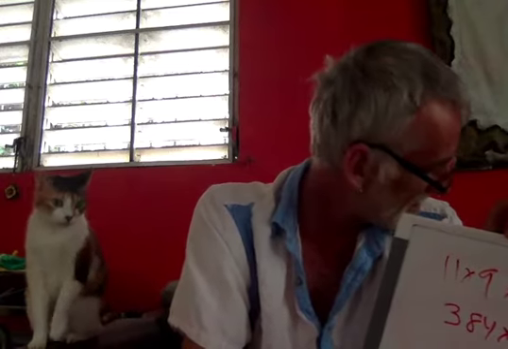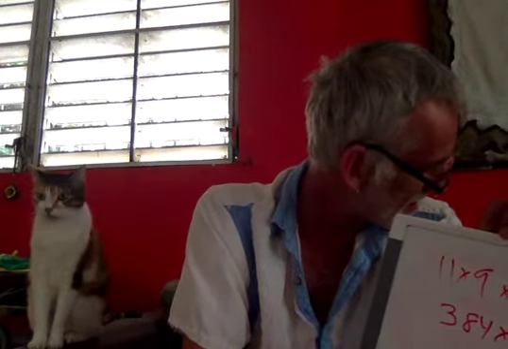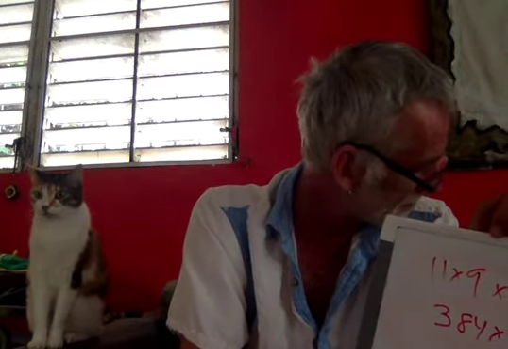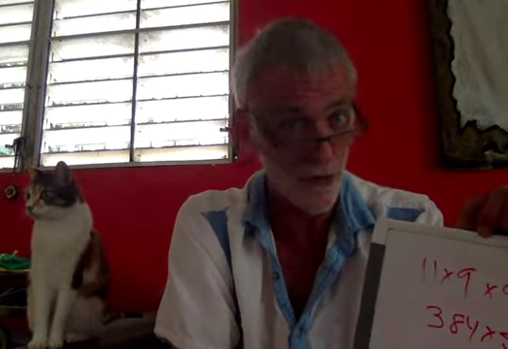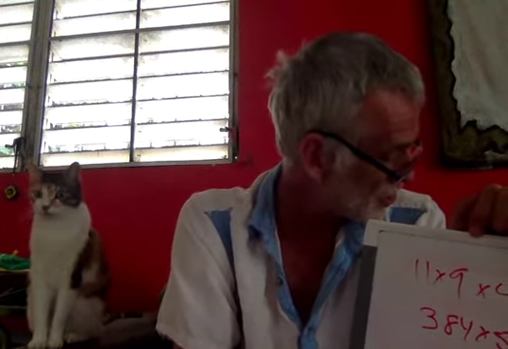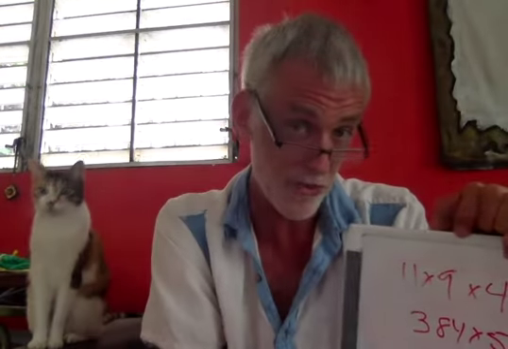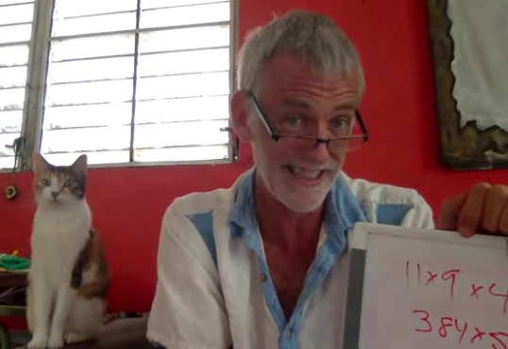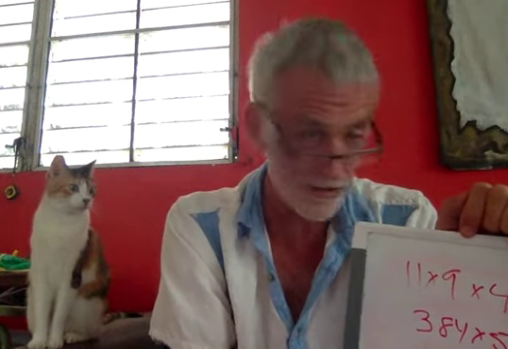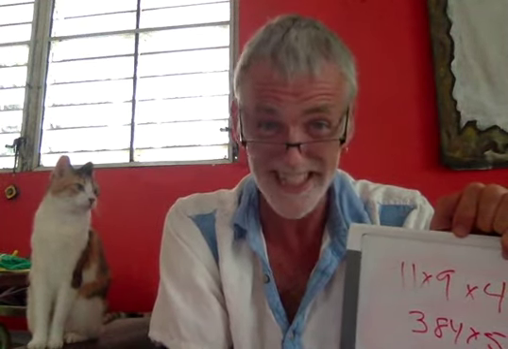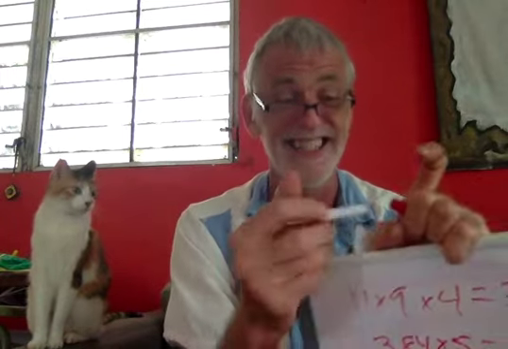Number 7. The base is 21. Its height is 2. 2 times 21 is 42. The top is 2 times 3 times 3, which is 18. 42 plus 18 is 60. There you go. Okay. Answers for the second page.